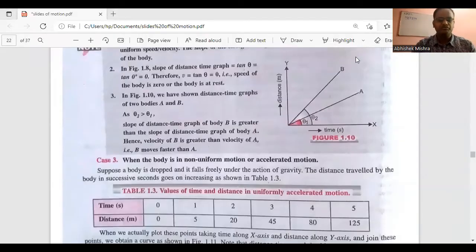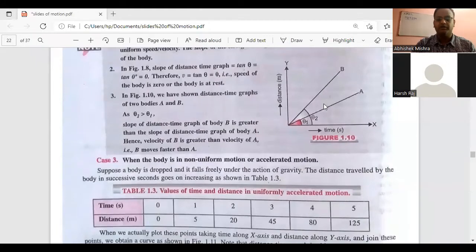So, good afternoon, students. And today we will continue with the chapter which we were discussing earlier, that is motion. And we were with the portion of graphical representation of the motion. And in the graphical representation of the motion, we were discussing the distance time graph.